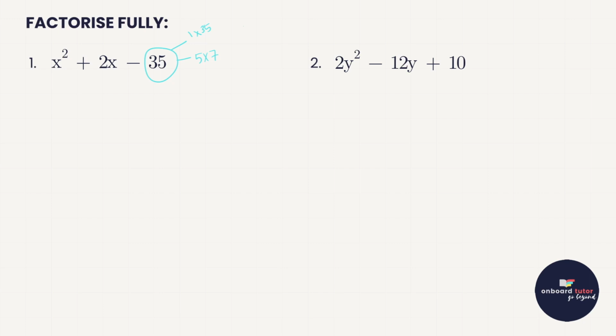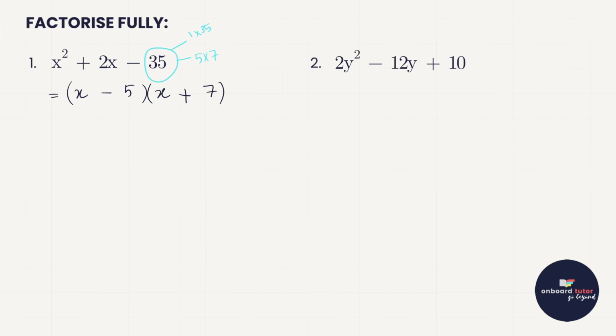So then what you want to do is take your two brackets, and you're going to say what times itself gives us x squared. That's going to be x times x. And then we want to use a 5 and a 7 to create a positive 2. So if I have positive 7 minus 5, that'll definitely give me plus 2.